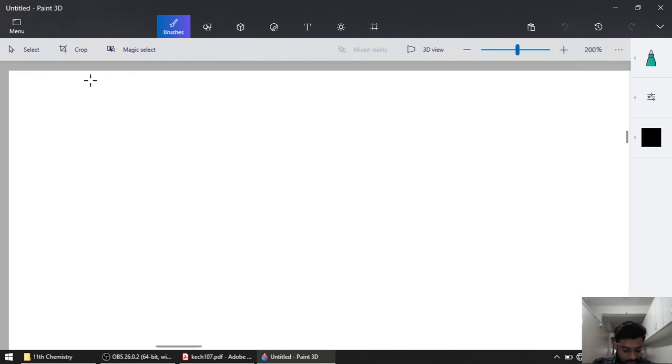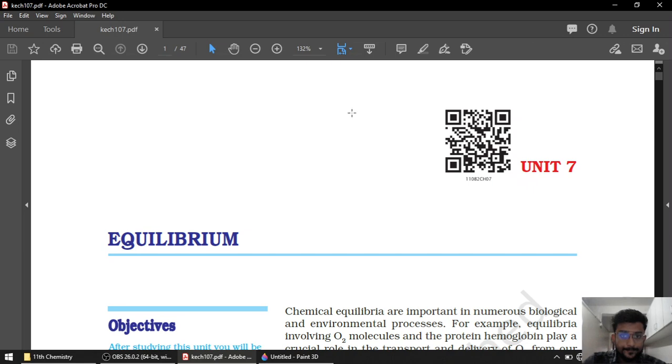In the previous lecture, we completed our chapter number 6, thermodynamics. In this lecture, we are going to start our next chapter, that is equilibrium. In the last example, before we start the exercise, I told you that the topic of that example belonged to equilibrium, and now we are going to elaborate more on that.